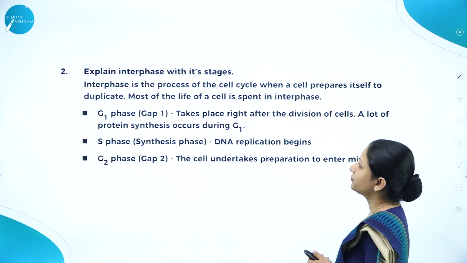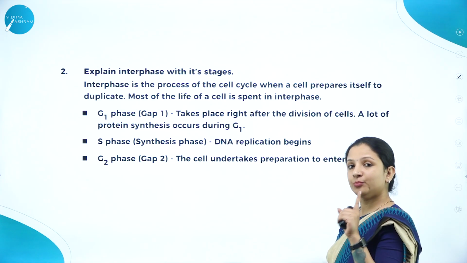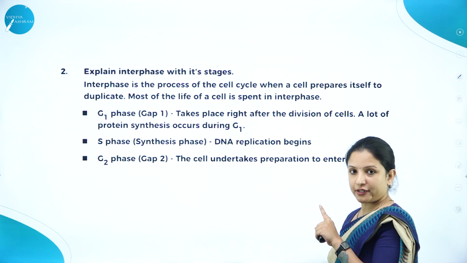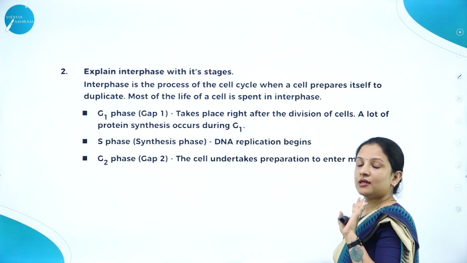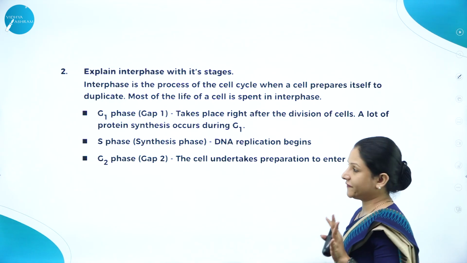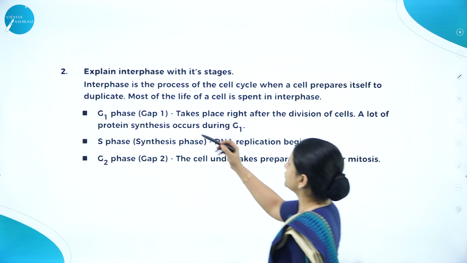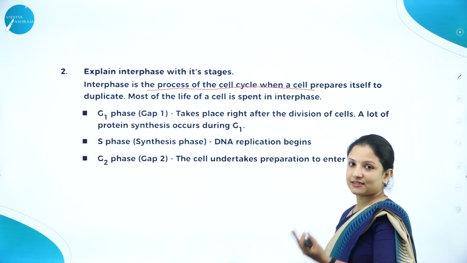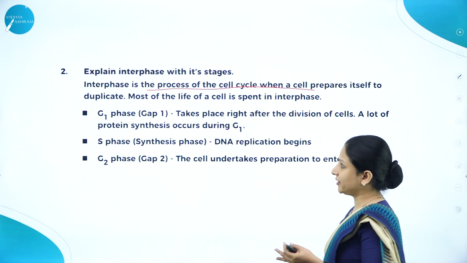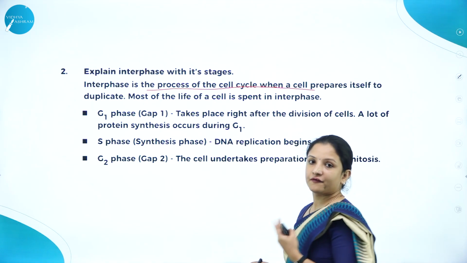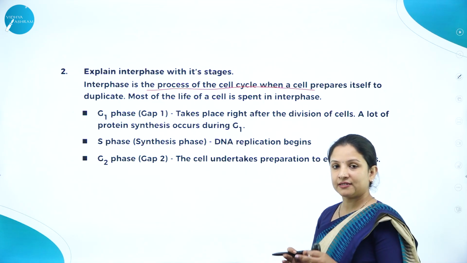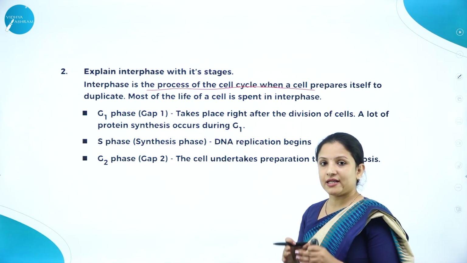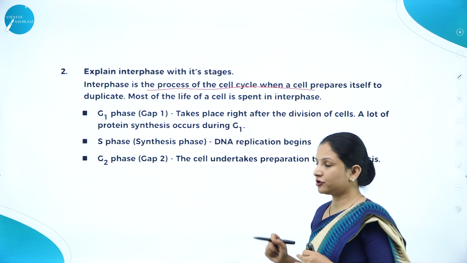So interphase is the process of the cell cycle that occurs before entering into the M phase or mitotic phase. There are 3 stages in the interphase. Interphase is the process of the cell cycle when a cell prepares itself to divide or to duplicate, and most of the life of a cell is spent in the interphase, because first it gets ready in the interphase and then only it enters into the M phase.